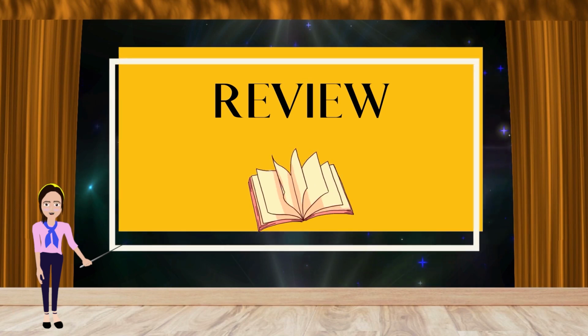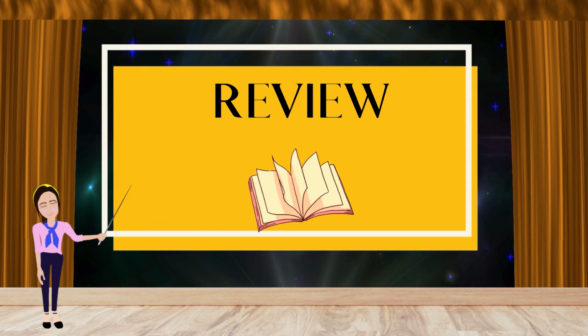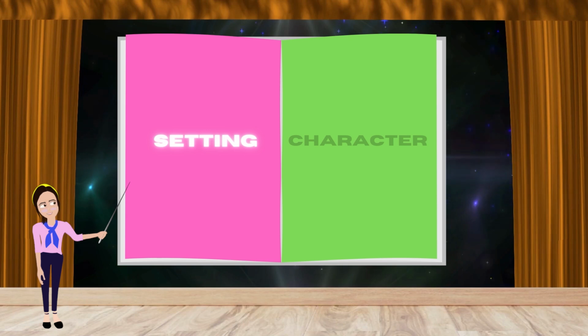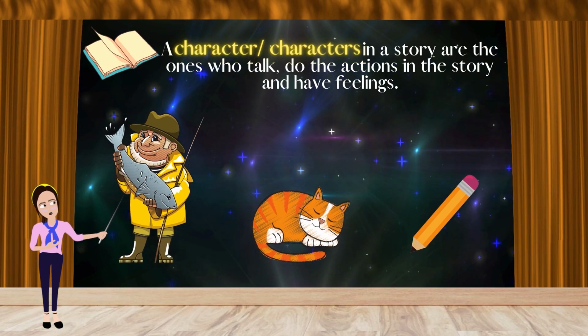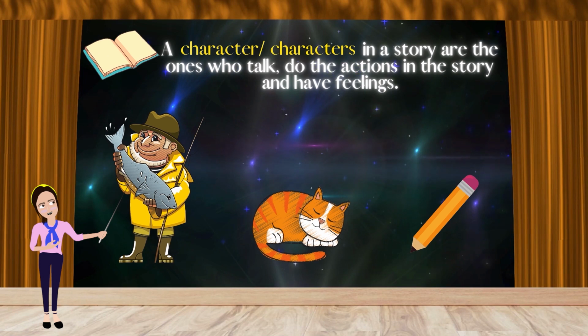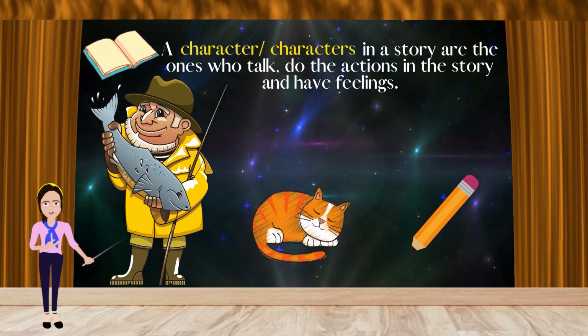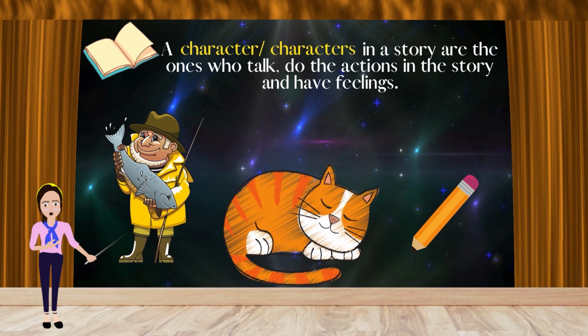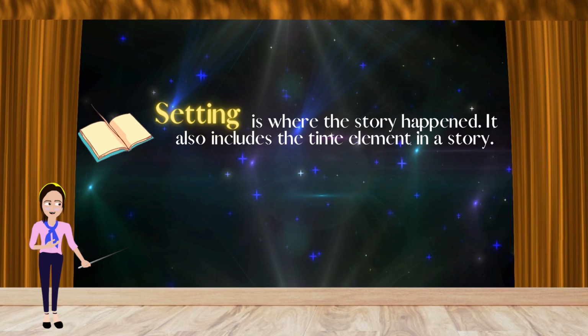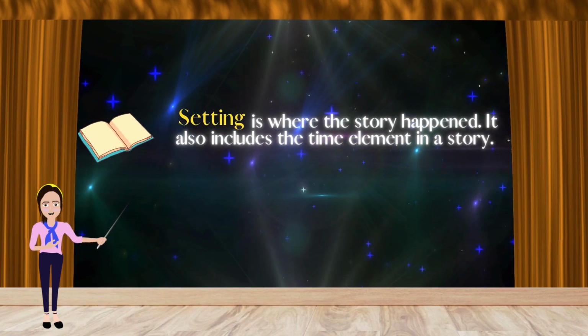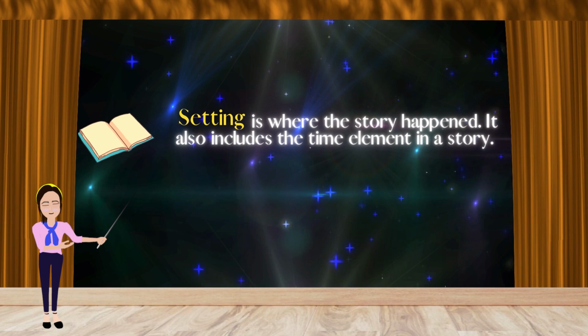Now, looking back to our lesson, we already know that a story has a setting and a character. A character or characters in a story are the ones who talked, do the actions in the story, and have feelings. It could be a person, an animal, or a thing. While the setting is where the story happened. It also includes the time element in a story.